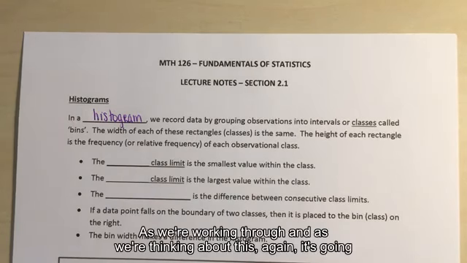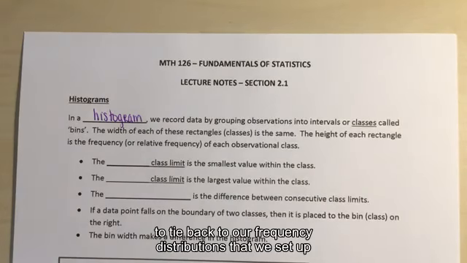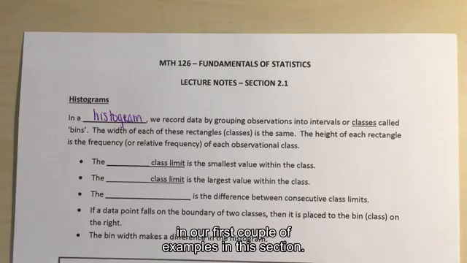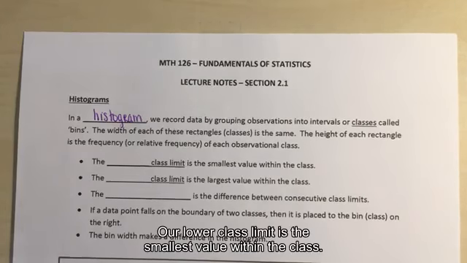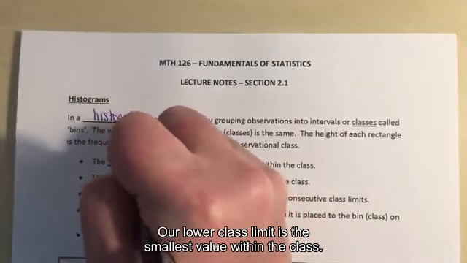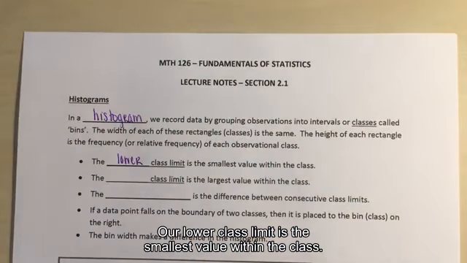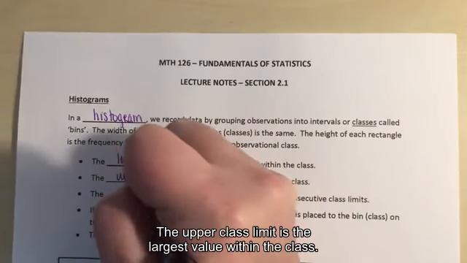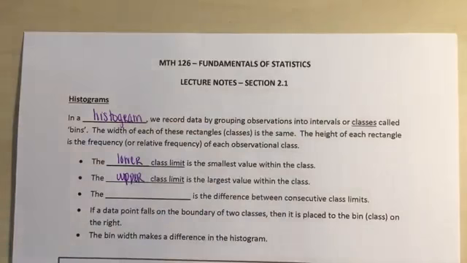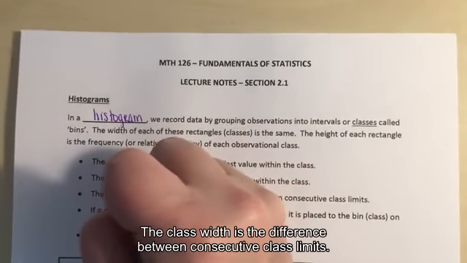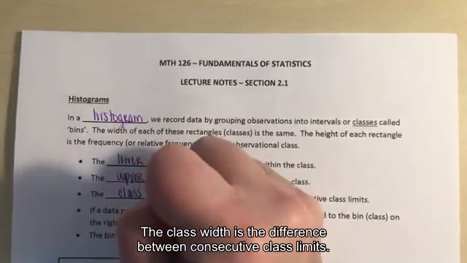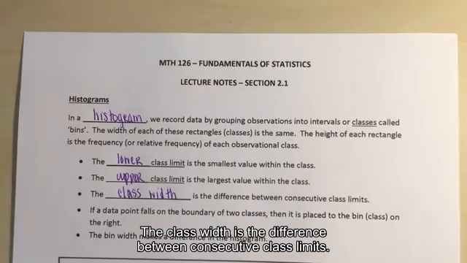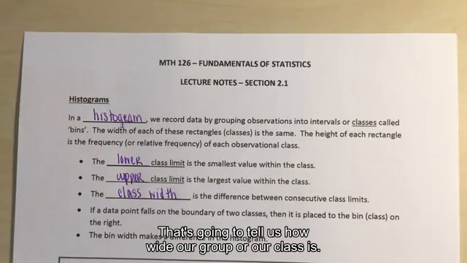As we're working through this, it's going to tie back to the frequency distributions that we set up in our first couple of examples in this section. Our lower class limit is the smallest value within the class. The upper class limit is the largest value within the class. The class width is the difference between consecutive class limits. That's going to tell us how wide our group or our class is.